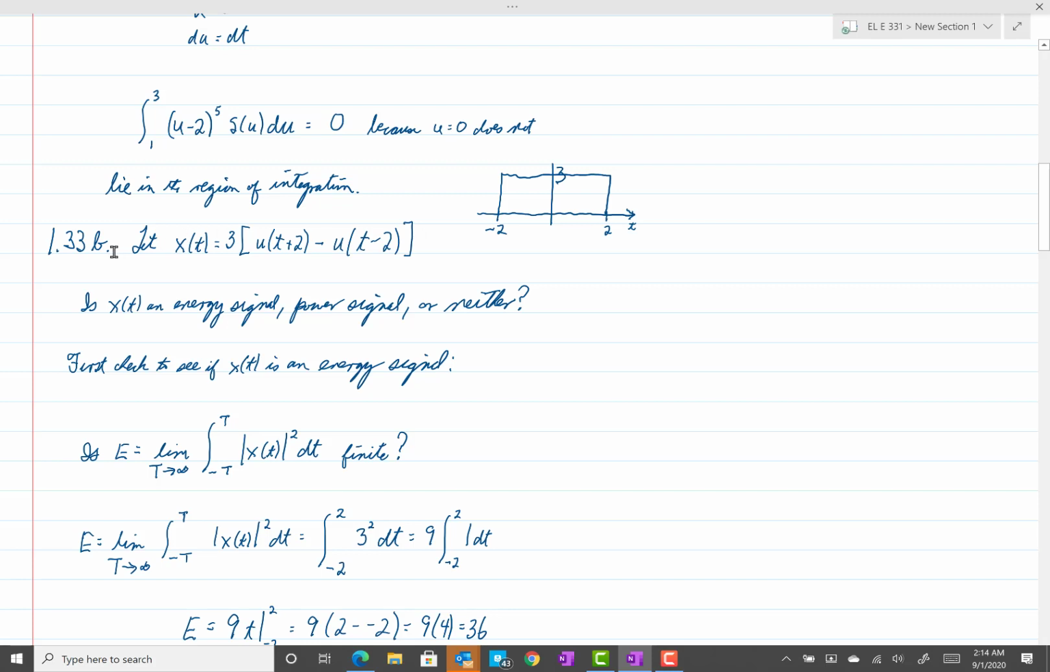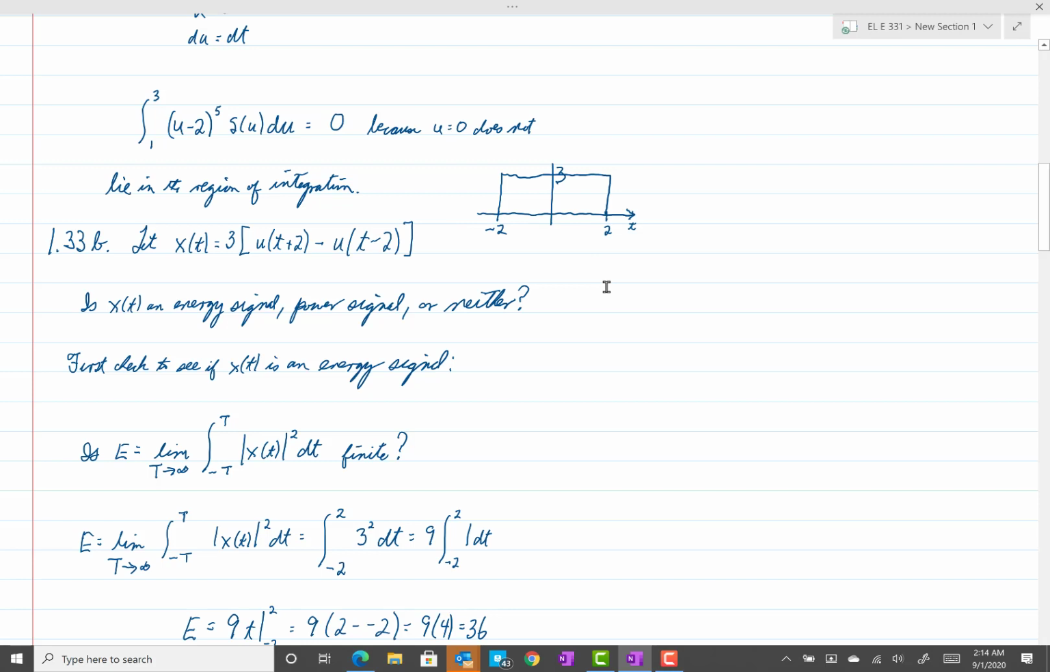So anyway, in problem 133b, the function that we are considering is 3 times the quantity u of t plus 2 minus u of t minus 2. And so that looks like this. At negative 2, it jumps up to a value of 3 because of this 3 out here. And then it stays equal to 3 until we get to t equals positive 2. And everywhere else outside of that region between negative 2 and 2, the function is equal to 0.